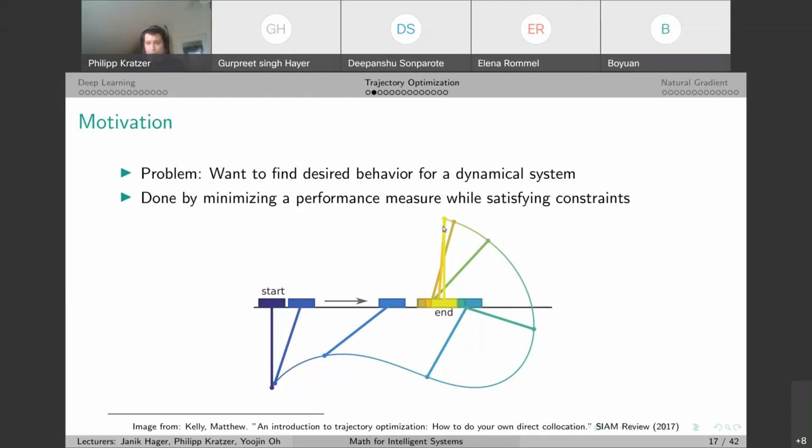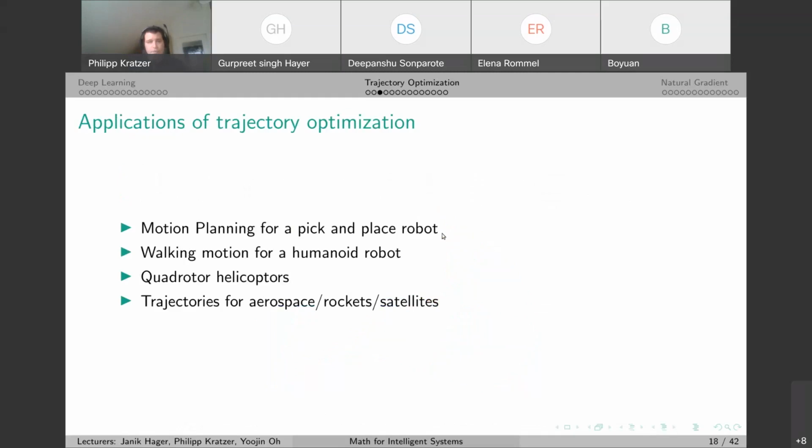So yeah, that's what we want to do. This trajectory optimization, there are many applications for it in robotics. So I use it a lot in my work as well. For example, you could have motion planning for a pick-and-place robot. You could look into walking motion for a humanoid robot. It's also used for quadrotor helicopters.